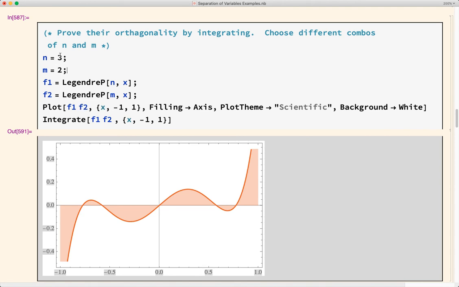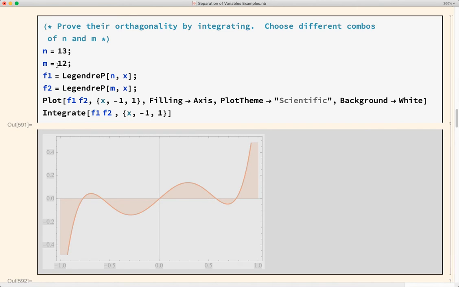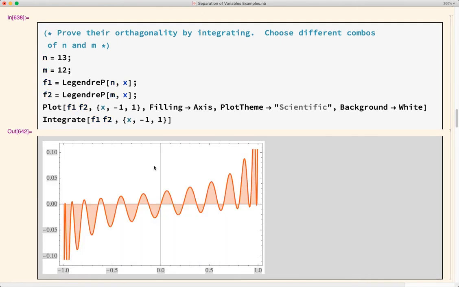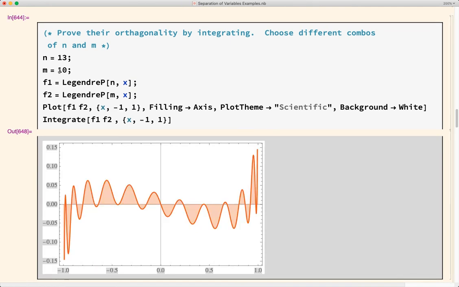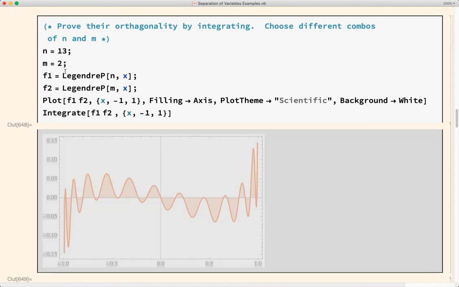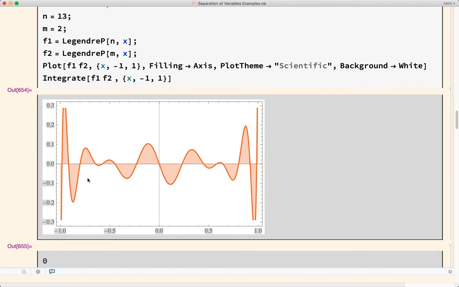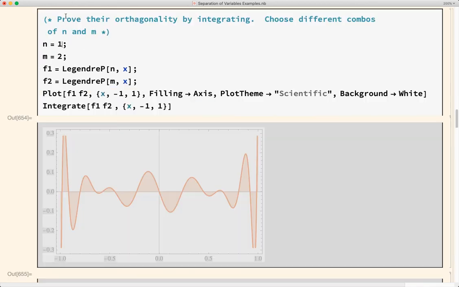So you can see as long as n and m are different, I can even make these really high order. I'm going to get something crazy. As long as n and m are different, you end up getting something that's going to integrate to 0. You can see that when I plot it out because there's as much area above and below the curve. But you can also see when I just do the integral here, you do in fact get 0.